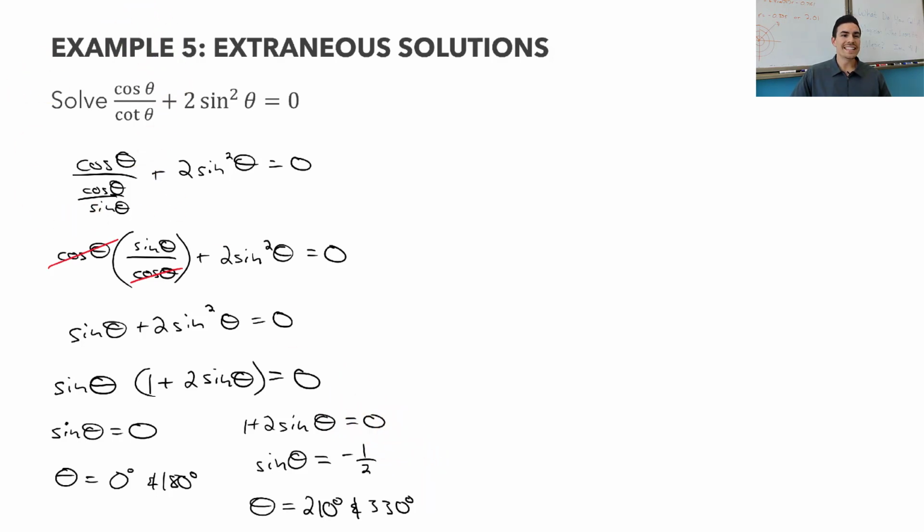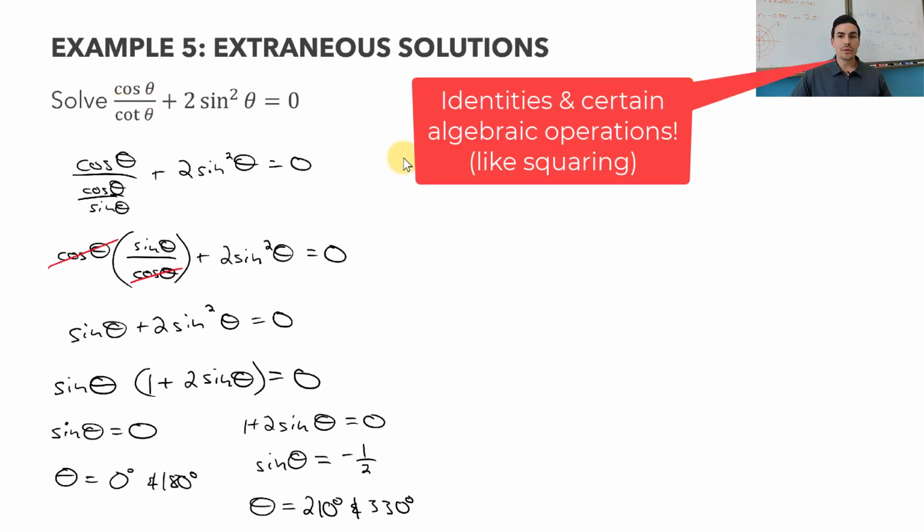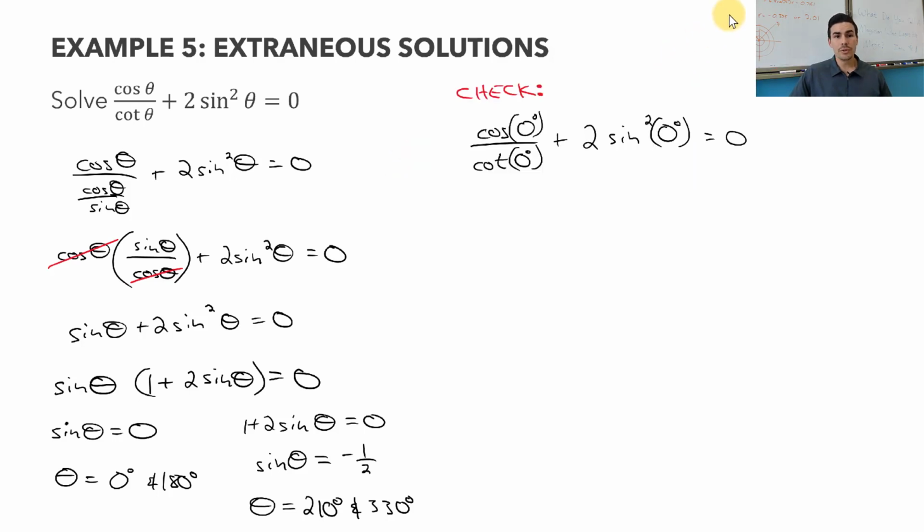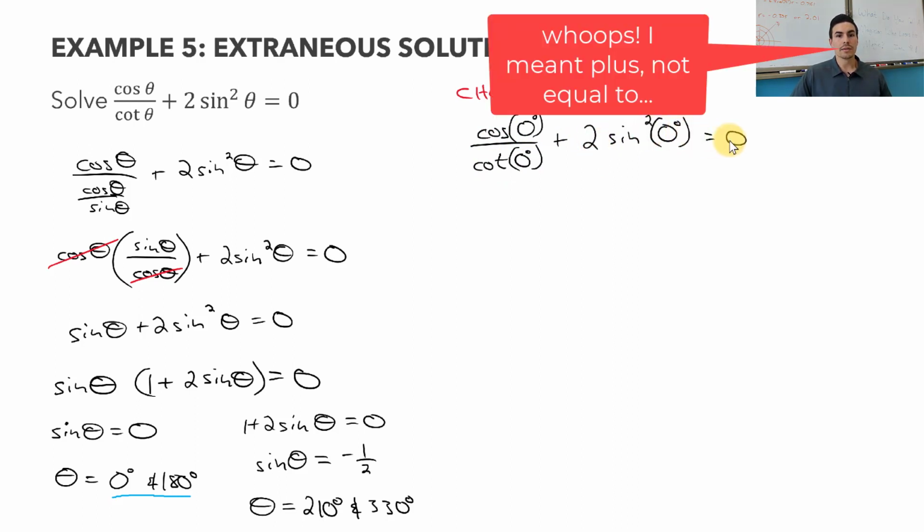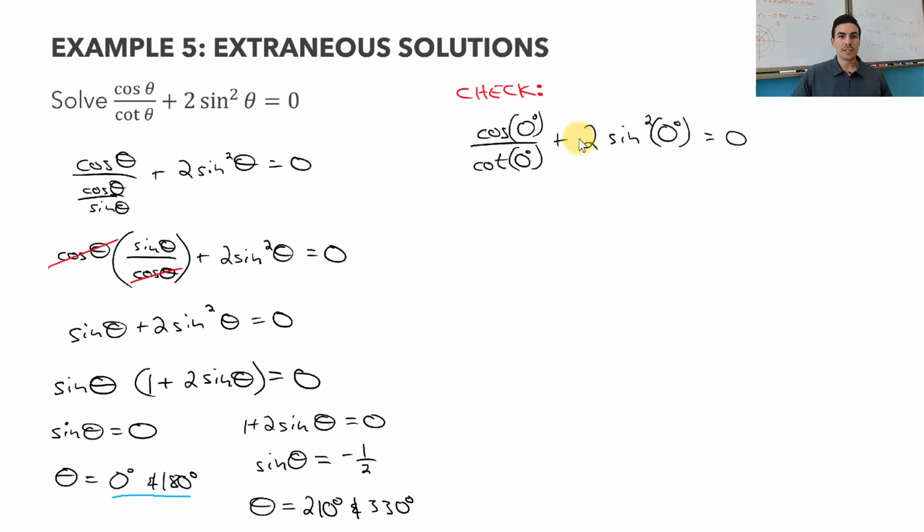Now, be careful here. When we use these identities, we need to check our answers for extraneous solutions. So if I were to check here and plug in 0, I would have cosine 0 over cotangent 0 plus 2 sine squared 0 is equal to 0. Okay, so I just plugged in 0 here for my theta. Now, cotangent of 0.